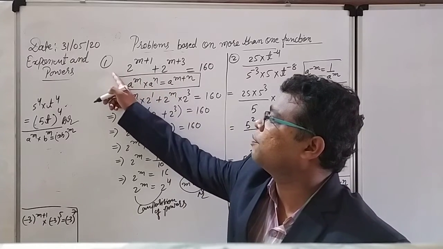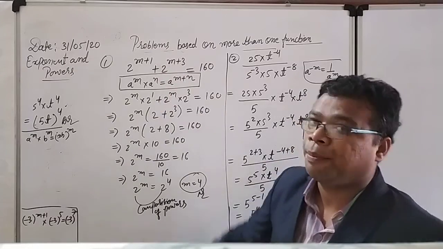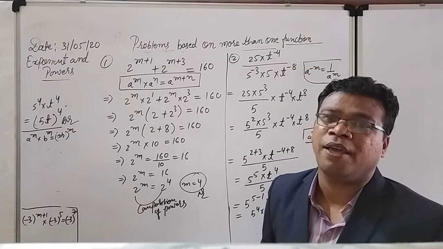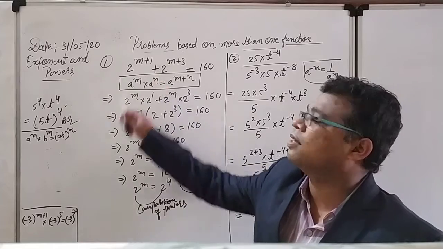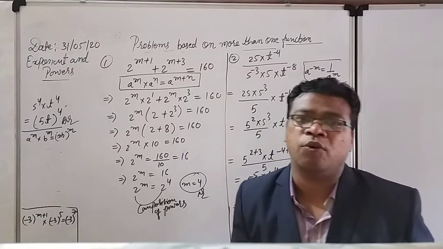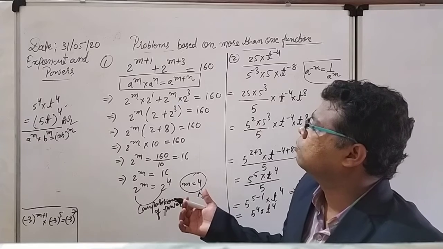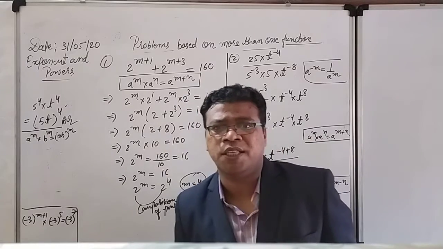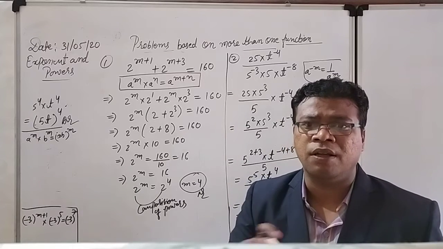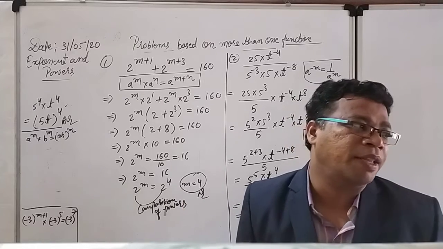Question number one: 2 to the power m plus 1, plus sign, 2 to the power m plus 3 should be equal to 160. I have to find the value of the unknown quantity, that is m. I have not written it here, but you can understand that you have to find the value of m. This is in equational form. At the end I have to compare the bases, and according to that their exponents will be equated, and from there I will get the value of m.